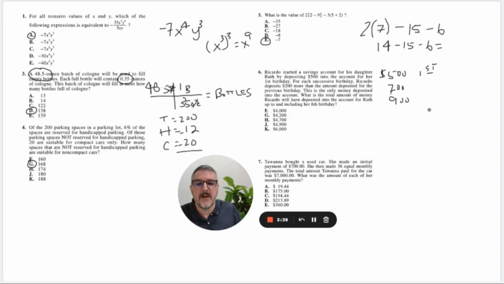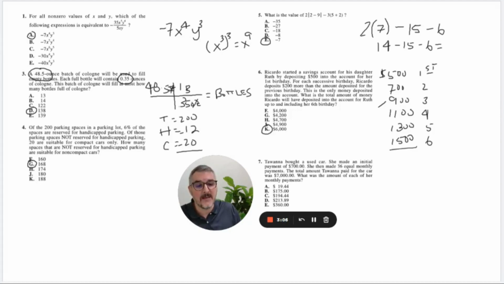What is the total amount of money Ricardo will have deposited into the account for Ruth up to and including her 6th birthday? Okay, so we've already done the 2nd and the 3rd, so we need the 4th, 5th, and 6th, and we're just going to sum them, aren't we? So 1,100, 1,300, and 1,500. If we add those all up, what do we get? Quick math. In this case, we get K. Again, use your calculator. Calculator is your best friend. Make sure we get the points, right?